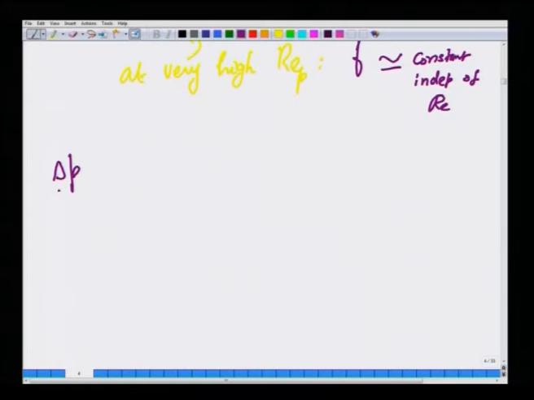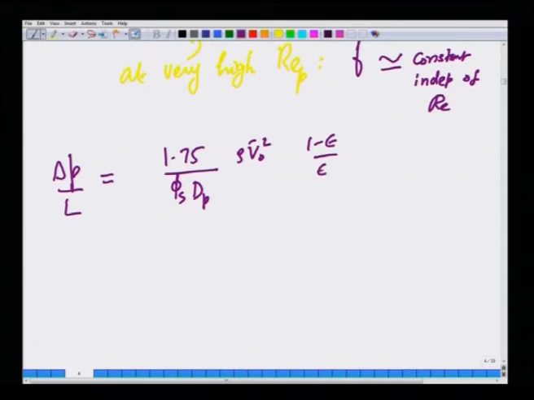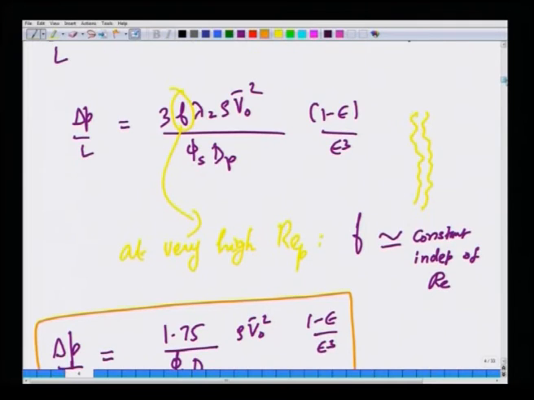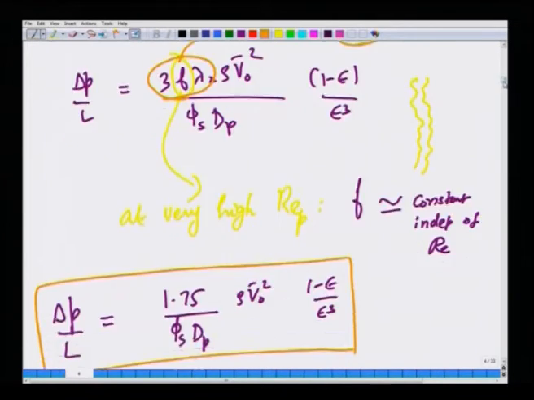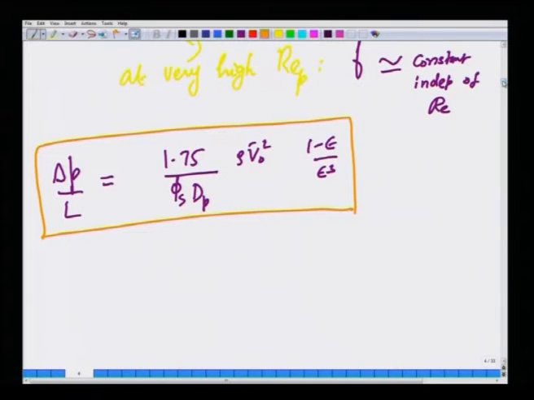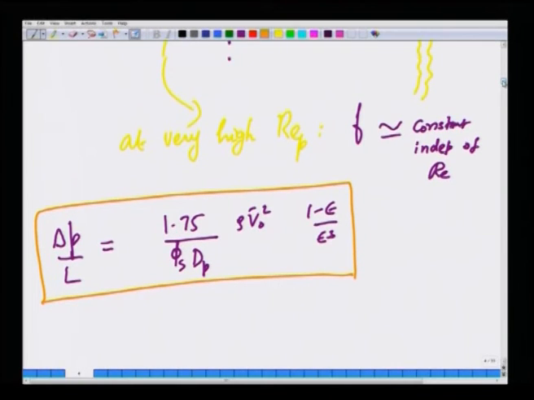delta P by L turns out to be 1.75 divided by phi s dp, rho V naught squared, times 1 minus epsilon by epsilon cube. After correlating this expression with experimental data, people find that 3 lambda 2 times f becomes roughly 1.75. Okay. So, that is the experimental data that tells us that the combination of these numerical constants, 3 lambda 2 and f naught, is a constant independent of Reynolds number now, because we are in the highly turbulent regime in a rough tube. Okay. So, we get this.